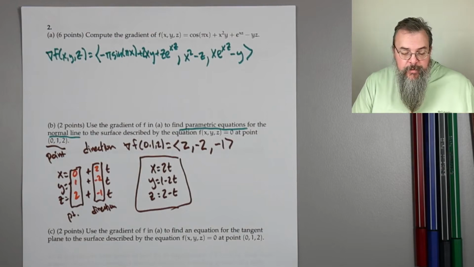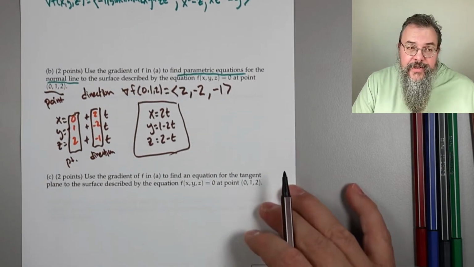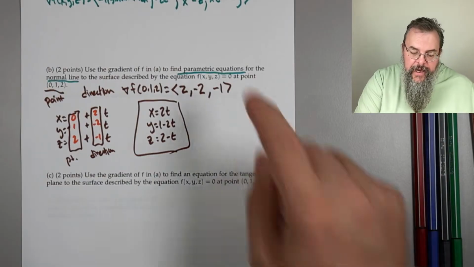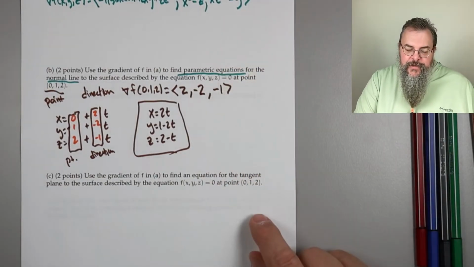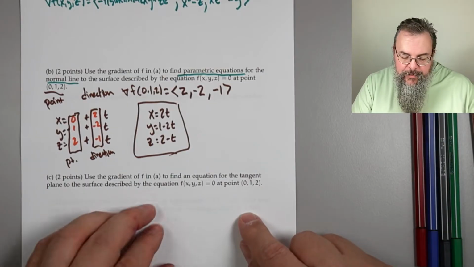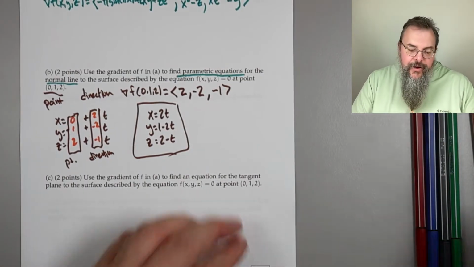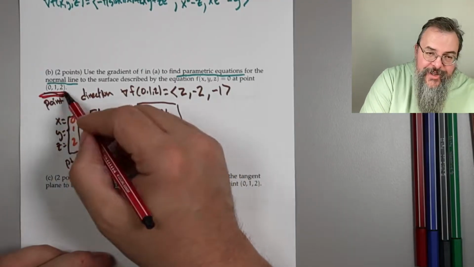And we're done with part B. Part C. Use the gradient of f in A to find an equation for the tangent plane to the surface described by the equation f of x, y, z equals 0 at the point 0, 1, 2. Notice it's the same point.